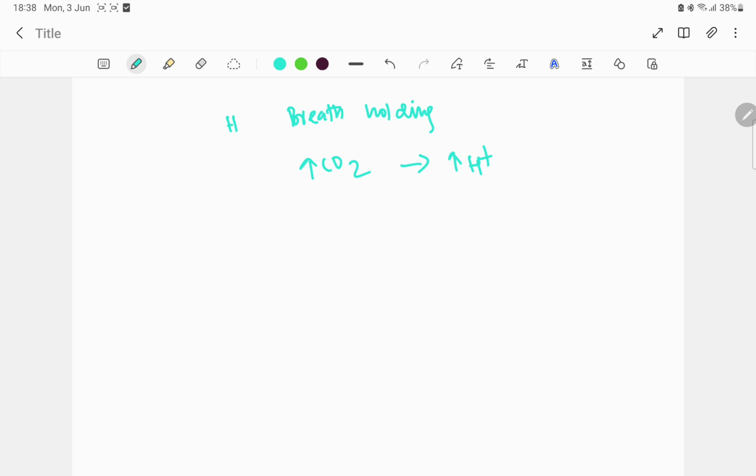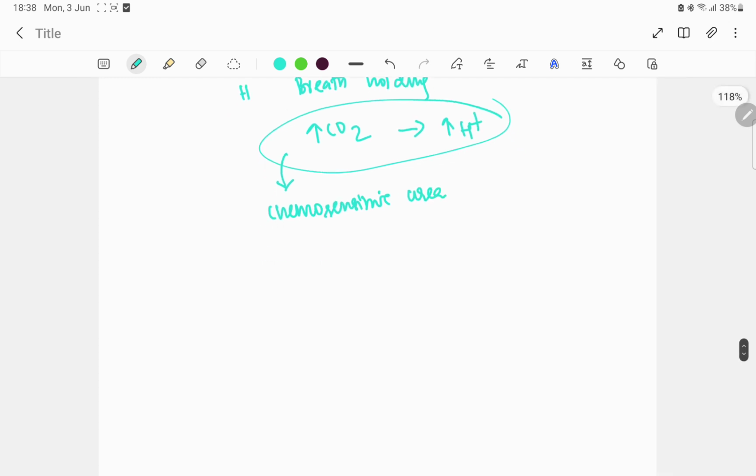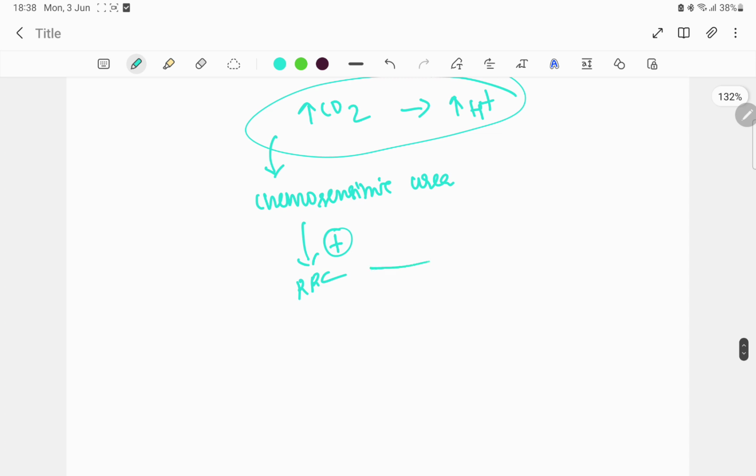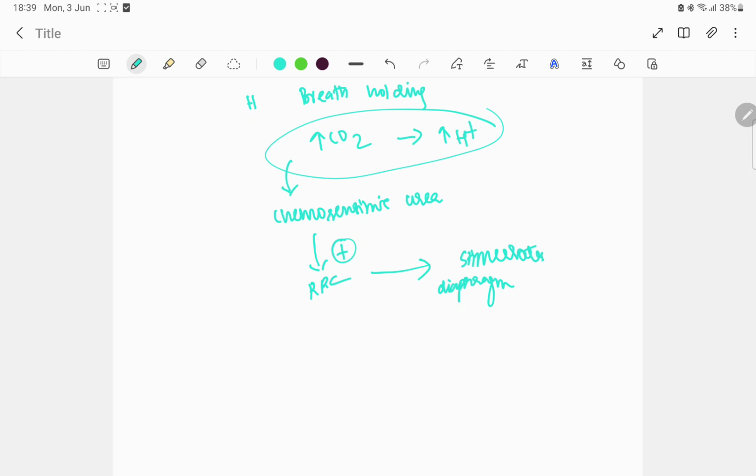Whenever these two levels are more in your body, they both will go and stimulate the chemosensitive area in the brain. Where is it present? It's present in the medulla oblongata. Whenever the chemosensitive area is activated, it immediately stimulates the respiratory rhythm center. So whenever the respiratory rhythm center is active, we all know what will happen. It stimulates the diaphragm, thereby it causes inspiration. This is the reason you will not be able to hold your breath for a long time.